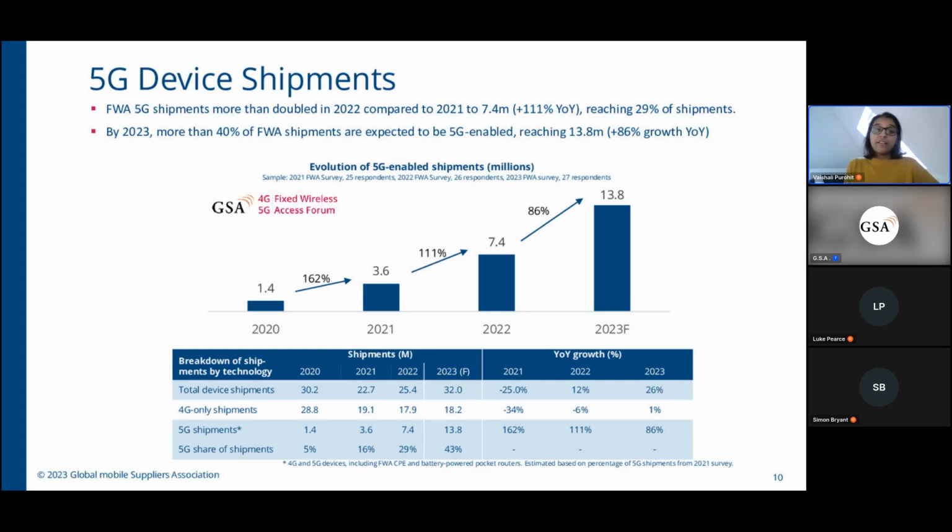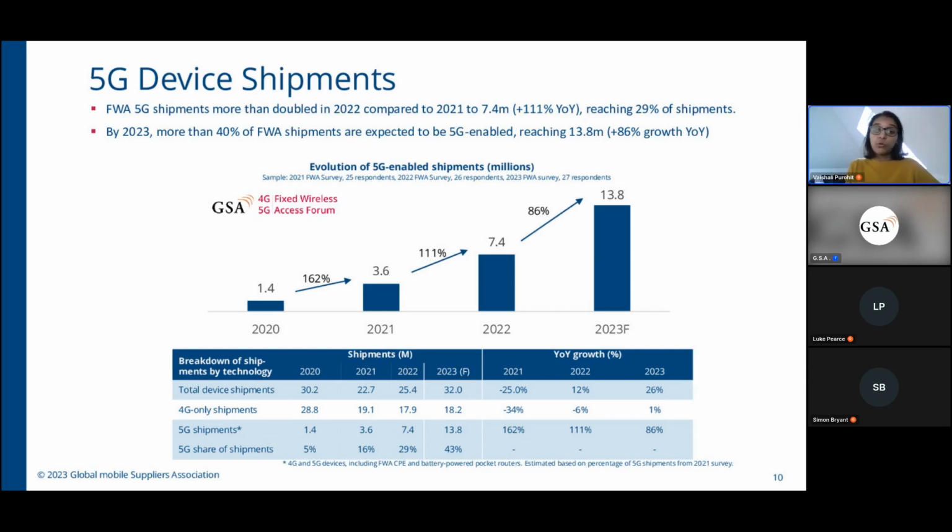This trend is reflected in the number of 5G fixed wireless access shipments too, recorded by members of the GSA forum in the survey. Compared to 2021, fixed wireless access 5G shipments doubled in 2022 and now stand at 7.4 million, totaling 29% of shipments. This is expected to almost double by the end of 2023 to 13.8 million, equaling 40% of fixed wireless access shipments. Similarly, fixed wireless access 4G shipments remained stable at around 18 million during 2021 to 2023, having dropped drastically from 29 million in 2020.